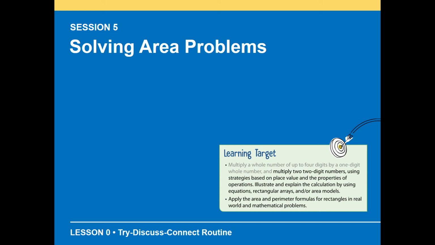This is Lesson 0, Session 5, Solving Area Problems. The learning target for this lesson is I can multiply a whole number of up to 4 digits by a 1-digit whole number and multiply two 2-digit numbers.